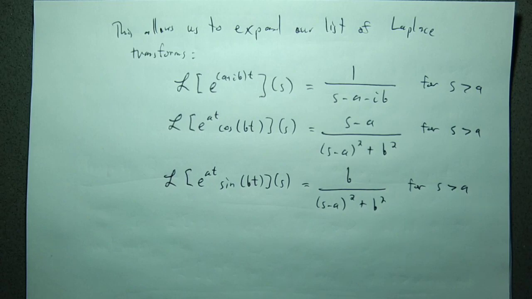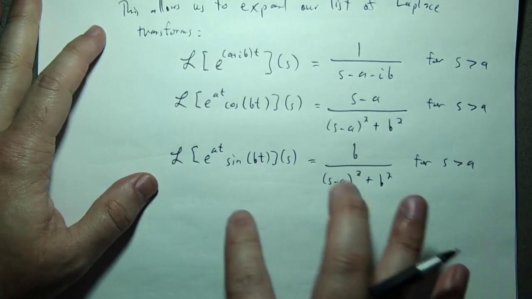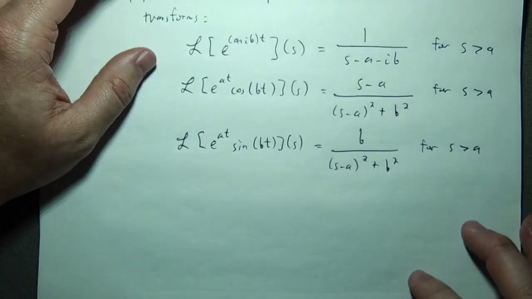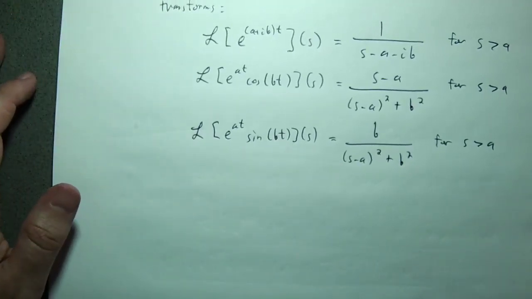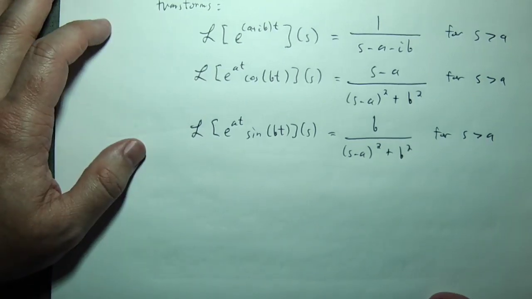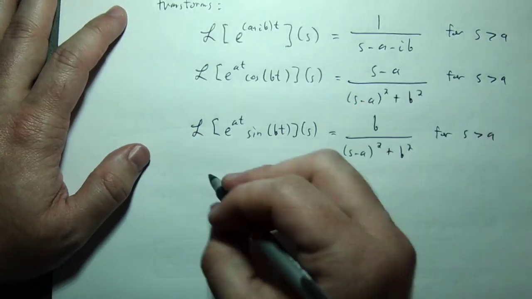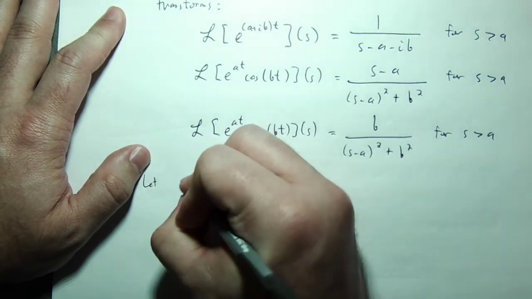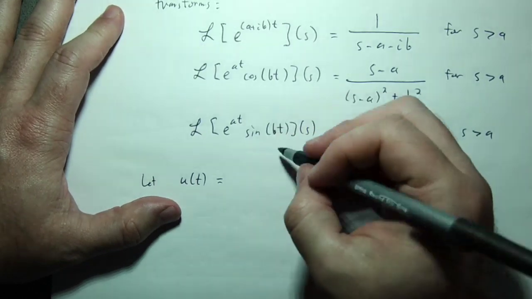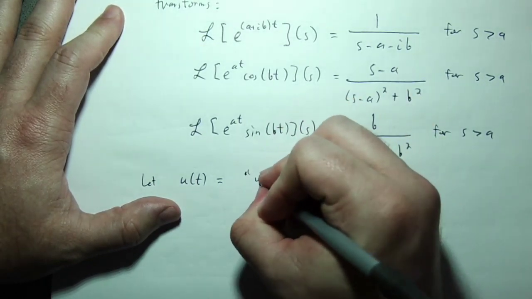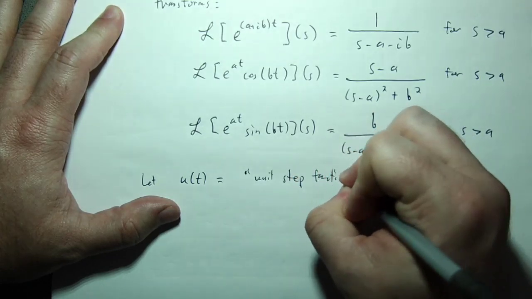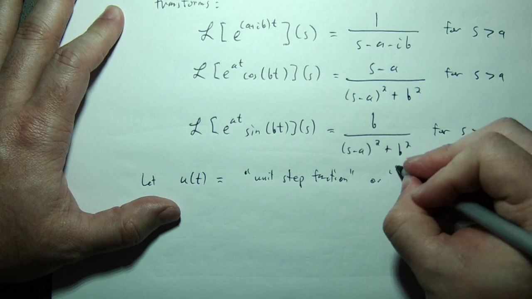I'm going to note one more thing here, before mentioning where the master list of Laplace transforms is in your notes. So one more thing: let u of t equal the unit step function, or Heaviside function.